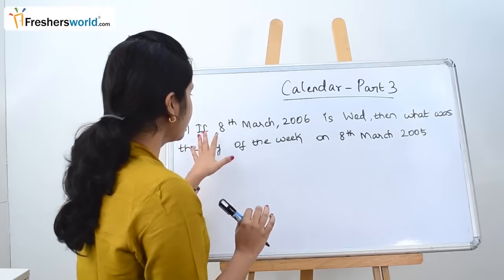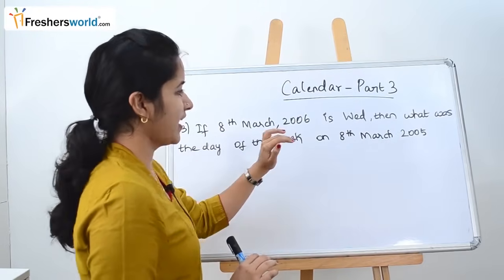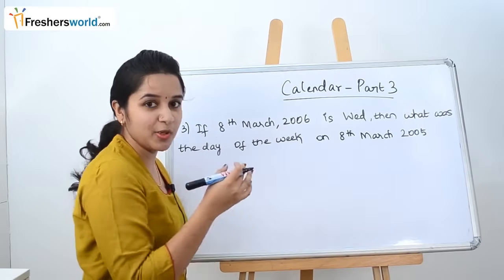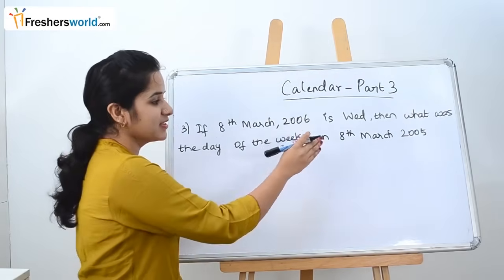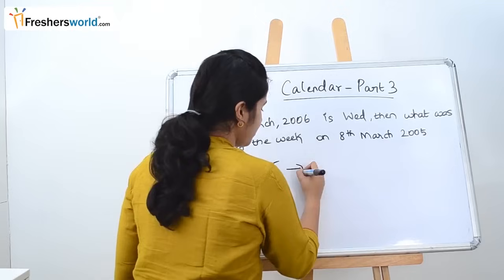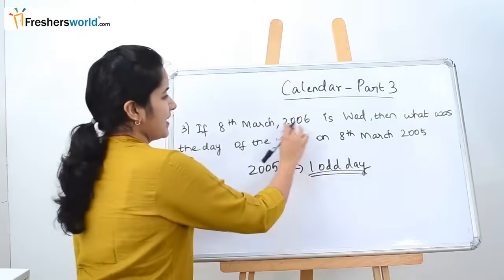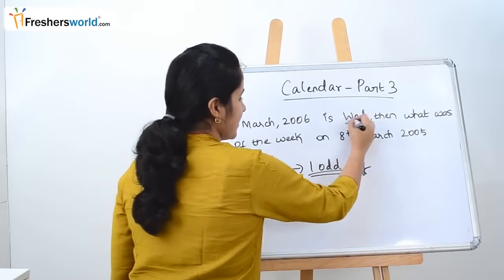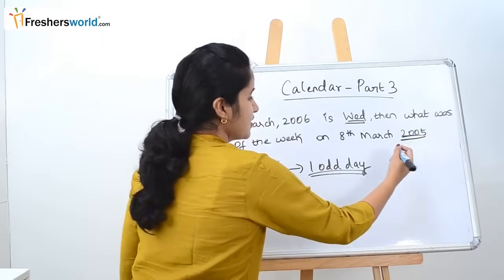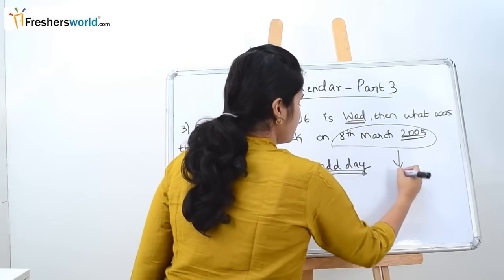Here they ask, if 8th March 2006 is a Wednesday, then what was the day of the week on 8th March 2005? In 2006, we don't have to consider the odd day because we have crossed February there. So we have to consider the odd day of only 2005. We know that 2005 is not a leap year, so there's only one odd day. As 2006 is a Wednesday, you subtract one day to get 2005. Wednesday minus 1 is Tuesday. So 8th March 2005 falls on a Tuesday.